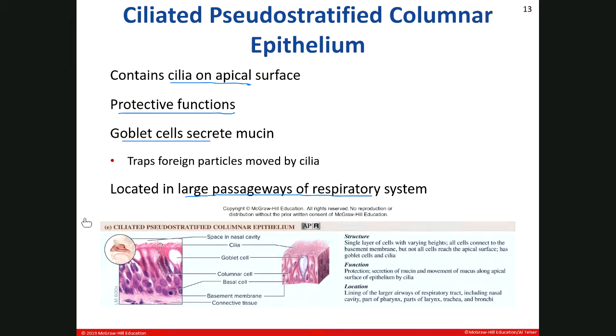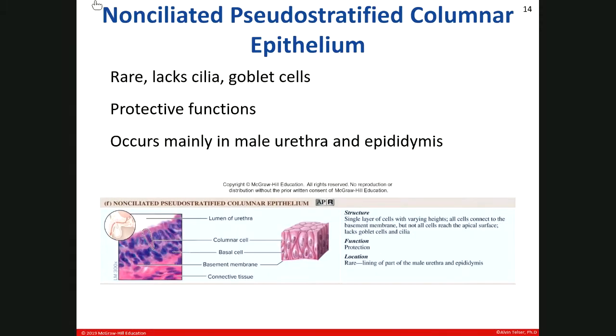All right. Let us go on to non-ciliated. This one's easy. It's non-ciliated, so that means it has no cilia, no goblet cells. So none of that. It also serves as a protective type of epithelium. It's a rare type of epithelium, and you're only going to see it in the epididymis, which is that ridge structure on top of the male testes, and then we'll find it in the male urethra.